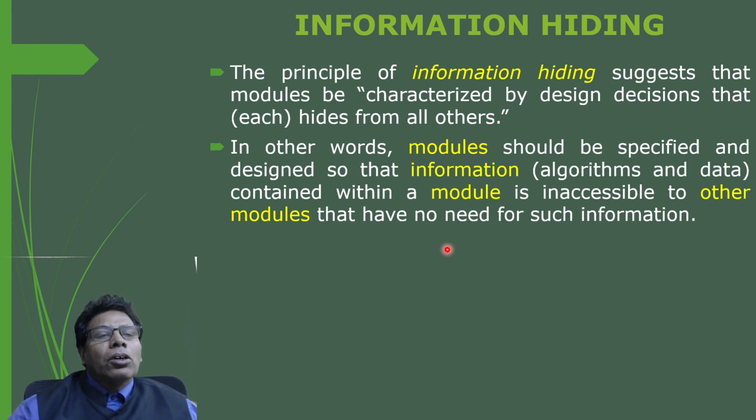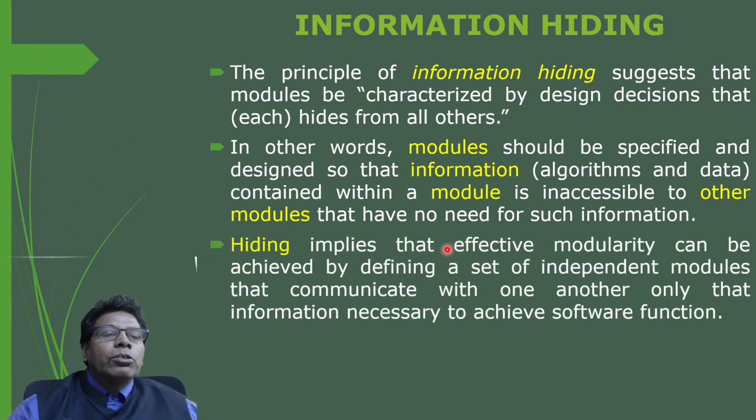Say even in object-oriented programming, we have the function and data, and they are contained within a class. So that information is separated from other classes. So only whatever needed information will be given to different modules. So hiding implies that effective modularity can be achieved by defining a set of independent modules that communicate with one another only that information necessary to achieve software function. So whatever information is required for achieving the software function will only be shared. Other information will be hidden from different modules.